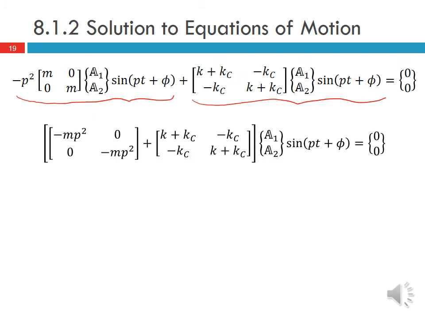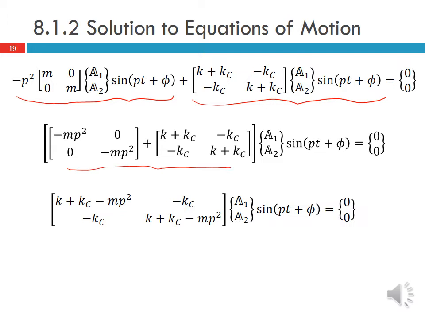And we can bring these, basically factor out the a1, a2 sine pt plus phi. And then now we can combine these two matrices together, just add them together, and we get this equation here.